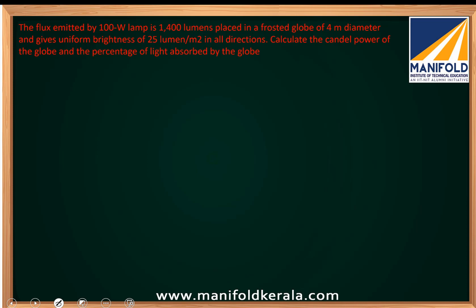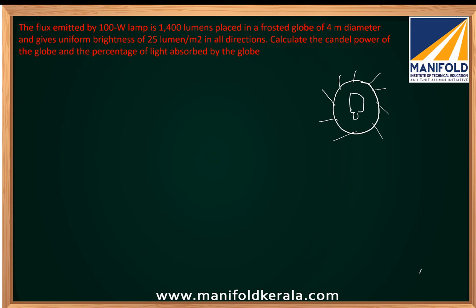So a 100 watt lamp is placed inside a spherical globe, and the diameter of this globe is 4 mm. Frosted globe means some frost is present on the surface of the globe, and it is emitting light in all directions with a uniform brightness of 25 lumen per meter square. Now, what is the total light absorbed by this globe? That is the question.